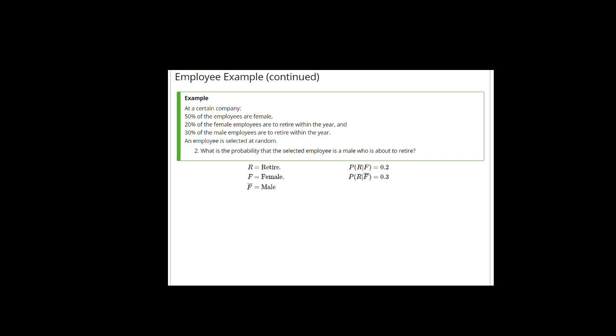The second question asks, what's the probability that the selected employee is male and about to retire? The probability of F bar intersect R. Again, using the product rule, that's the probability of R given F bar times the probability of F bar. And this is 0.3 times 0.5, or 0.15.